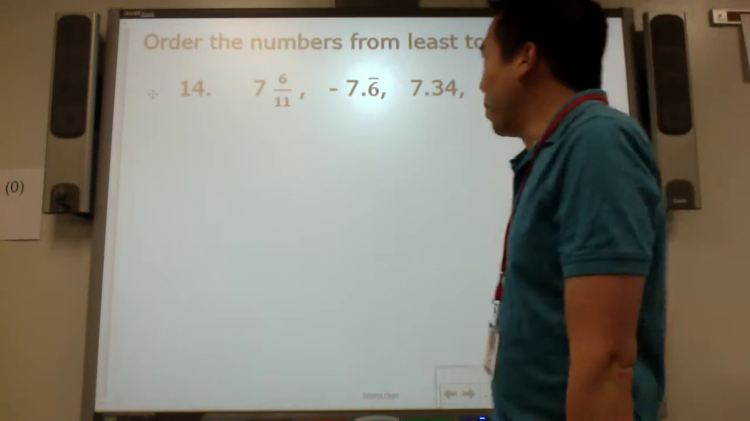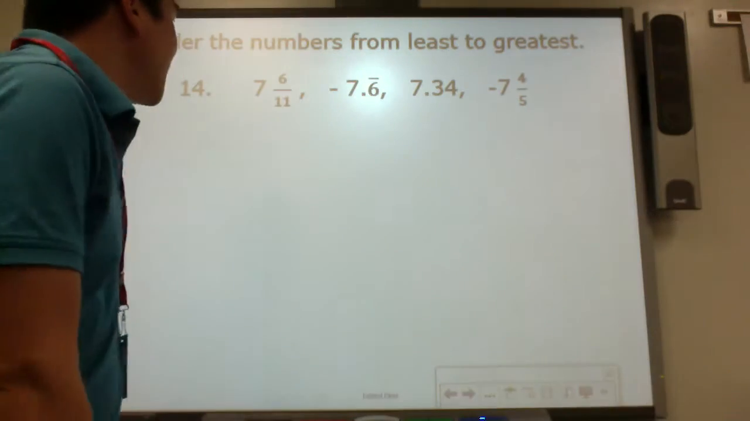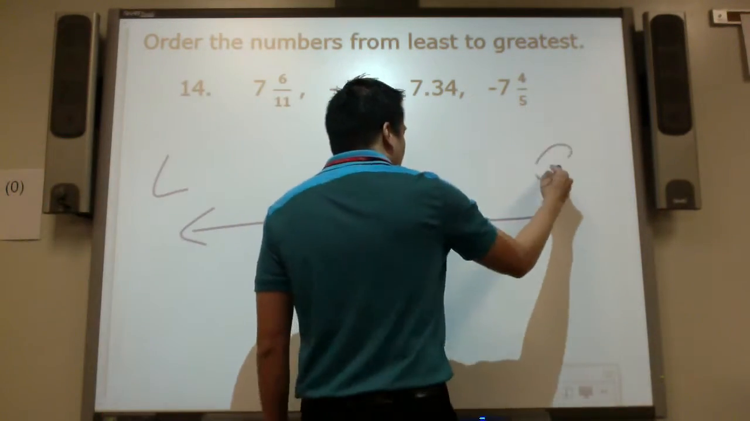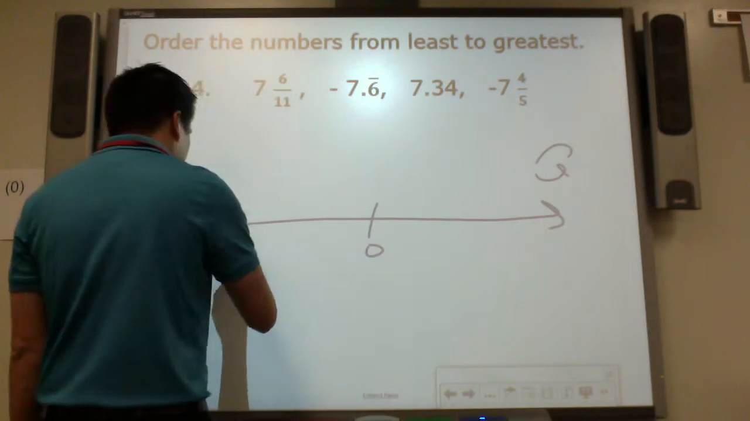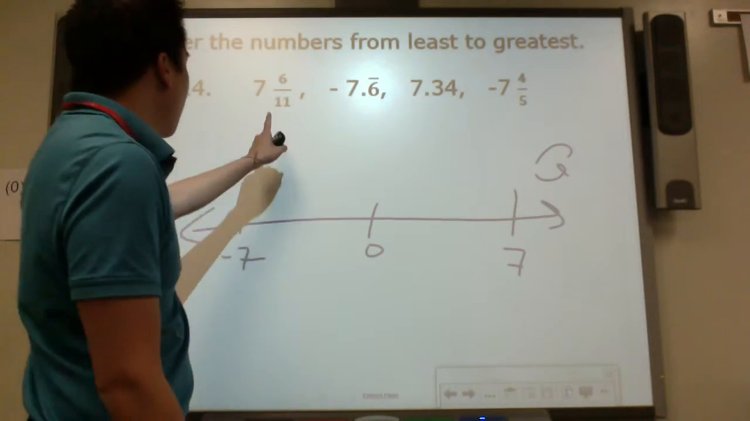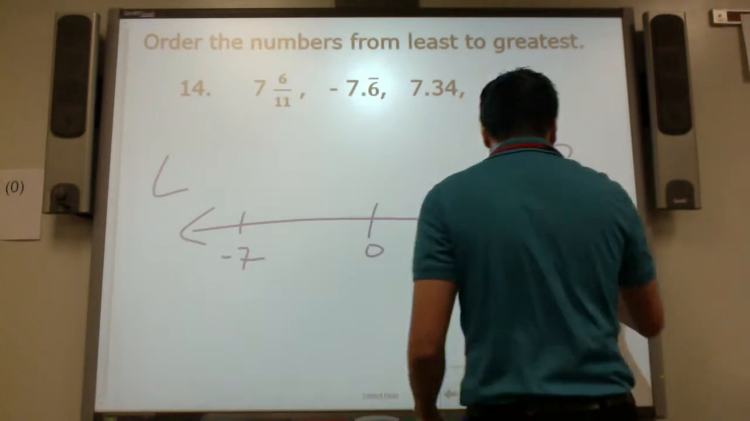All right, next one, number 14. Put them from least to greatest. I had to draw a number line because from what I remember, it goes from least to greatest. So let's start with a positive, 7 3/4. So that goes right here.